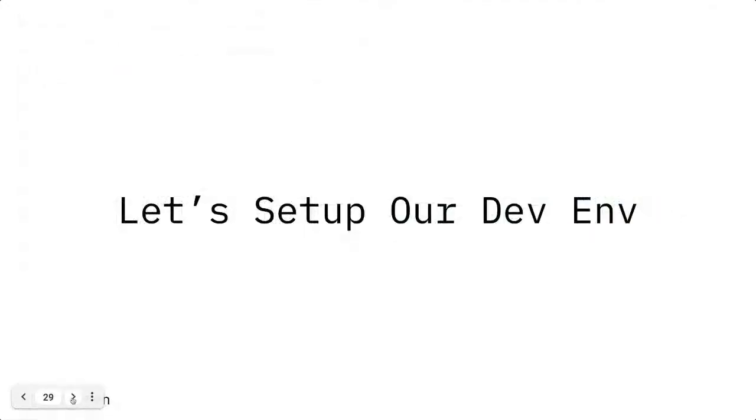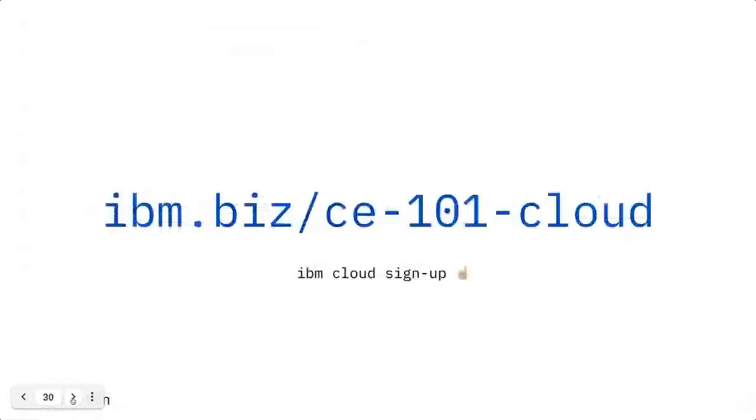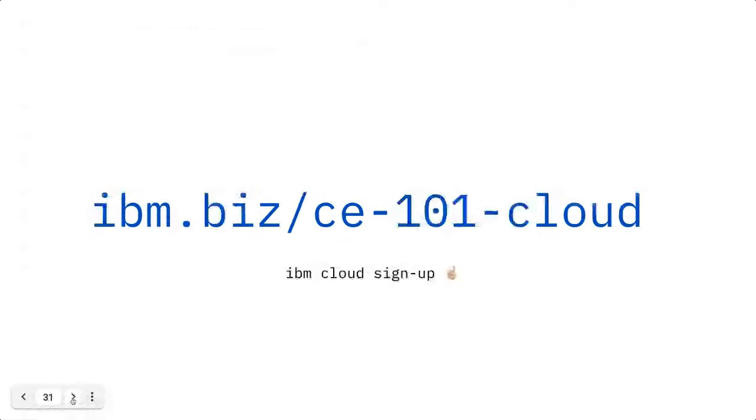So the first thing we're going to do is set up our dev environment. Since Code Engine takes care of all of those infrastructure pieces for you, all we need to do is sign up for an IBM Cloud account. So again, this is the link, and there's also a link at the bottom of the screen to sign up for an IBM Cloud account.